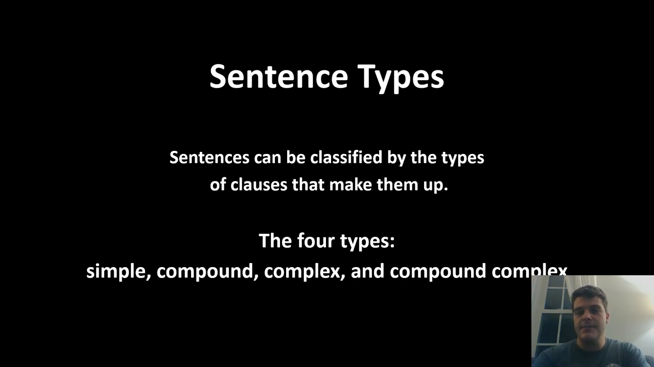So we need to talk about something called sentence types. Sentences can be classified by the types of clauses that make them up. I'm sure you're familiar with these four types, but we're going to go over them again just so we're all on the same page. The four types are simple, compound, complex, and compound-complex. We'll go over specifically what they are in the following slides.